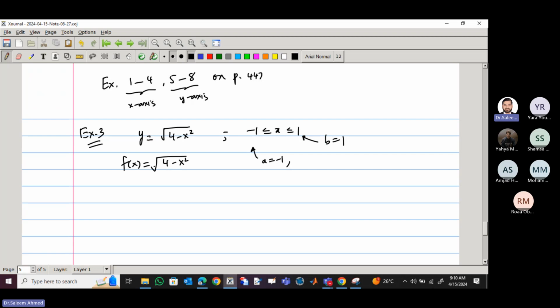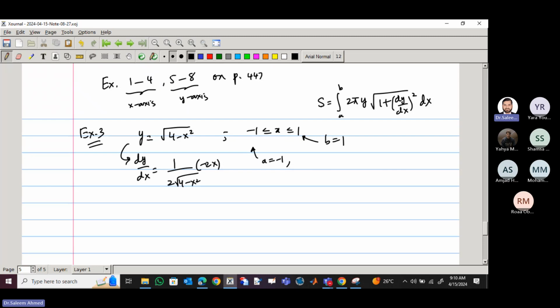You don't have to write f(x), because you can write the formula as s is equal to integral from a to b of 2 pi f(x), f(x) is y, times square root of 1 plus dy by dx squared, f prime x. If you want, you can write this formula and keep y as it is. No need to write f of x. So from here, I need dy by dx. So dy by dx is 1 over 2 square root of 4 minus x square, into minus 2x. So this 2 and 2 cancel.